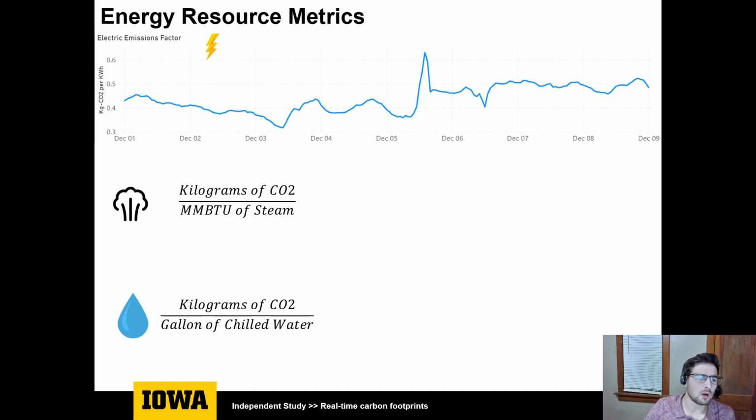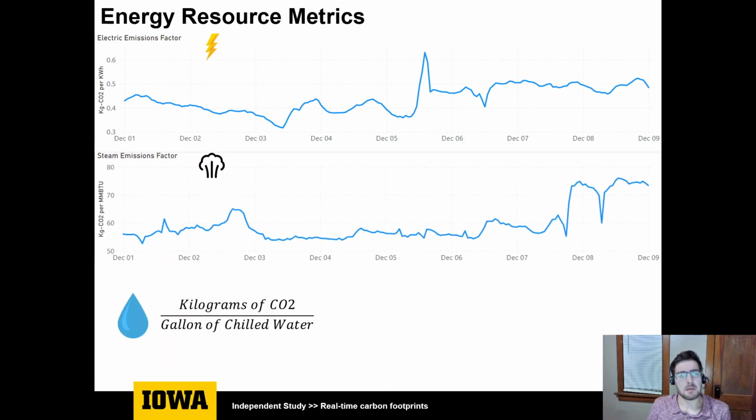For steam, we want to measure kilograms of CO2 per MMBTU of steam. And now an MMBTU is a much bigger unit of energy than a kilowatt hour. So we'll see that this metric fluctuates from around 55 kilograms of CO2 up to looks like 75 kilograms of CO2 per MMBTU of steam.